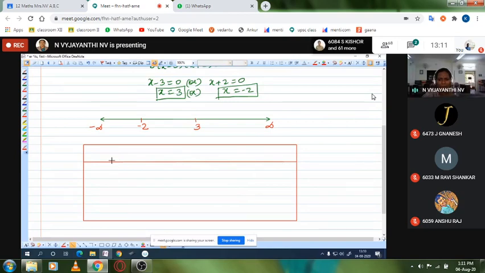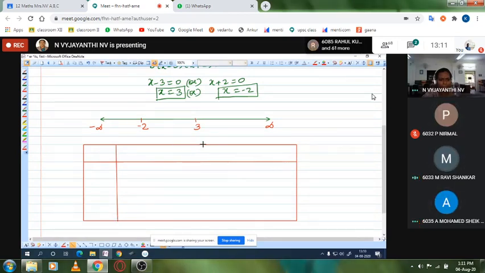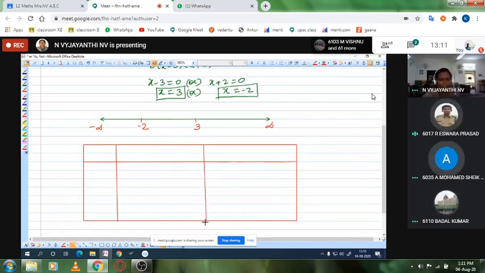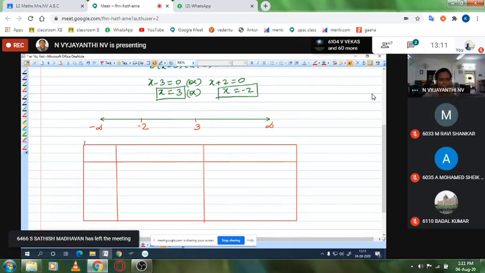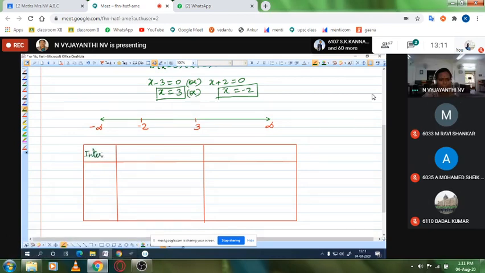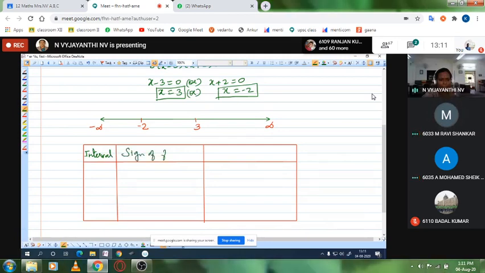Okay, what are the three columns that are to be made? One is for the interval, the second one is the sign of f dash of x, and the third one is the nature of the function.